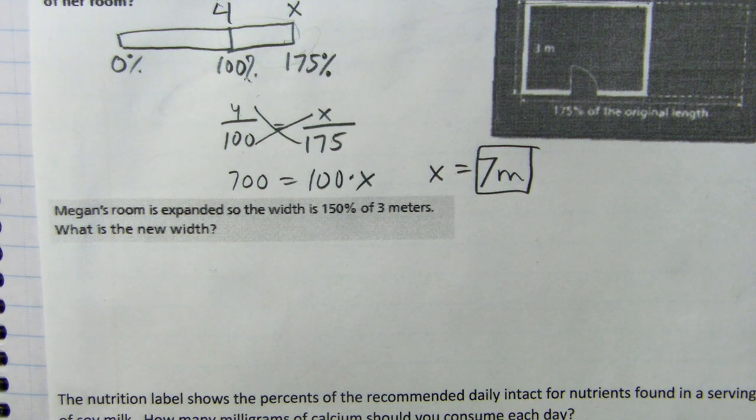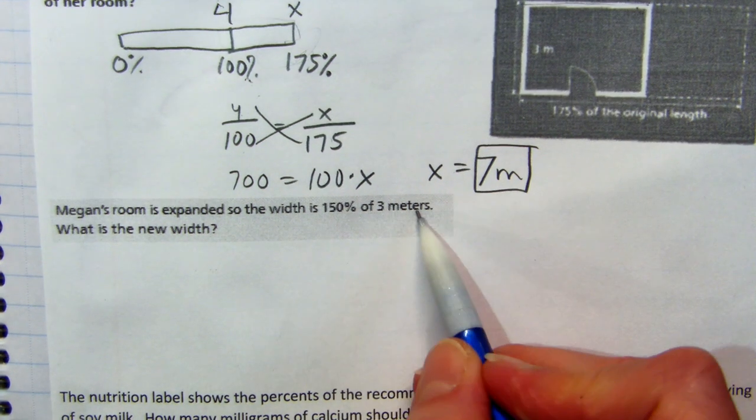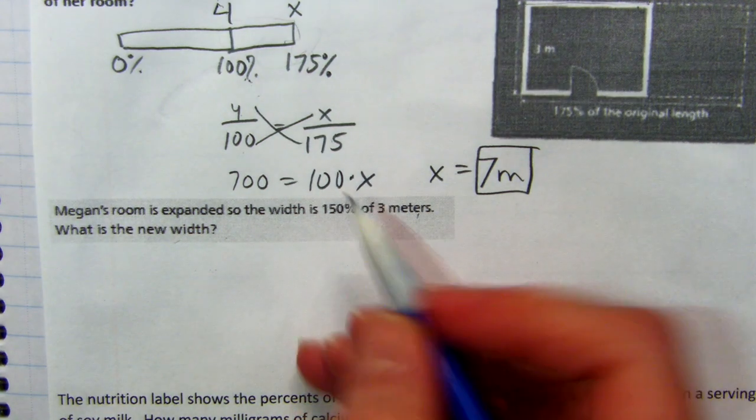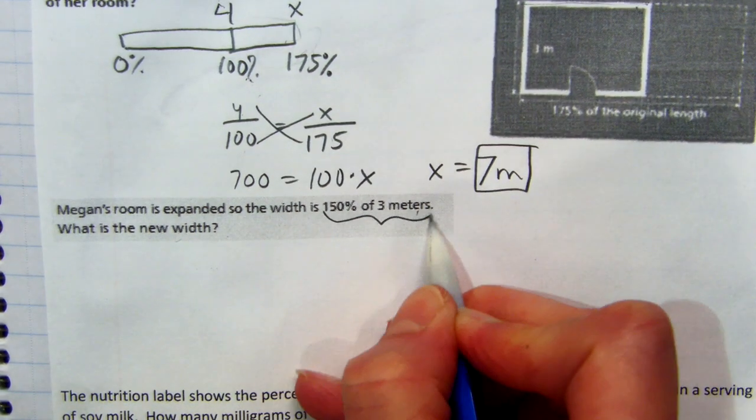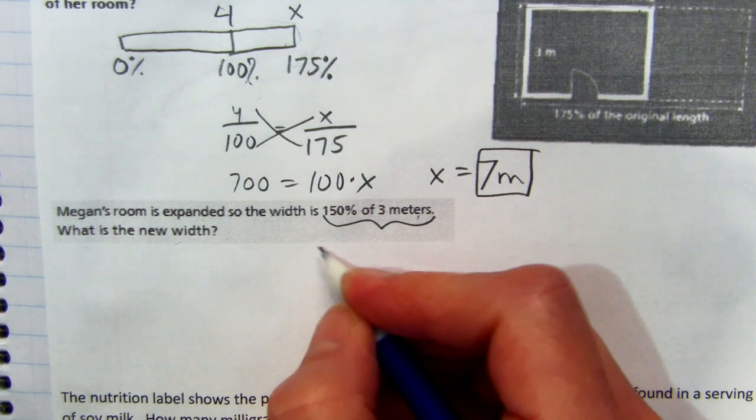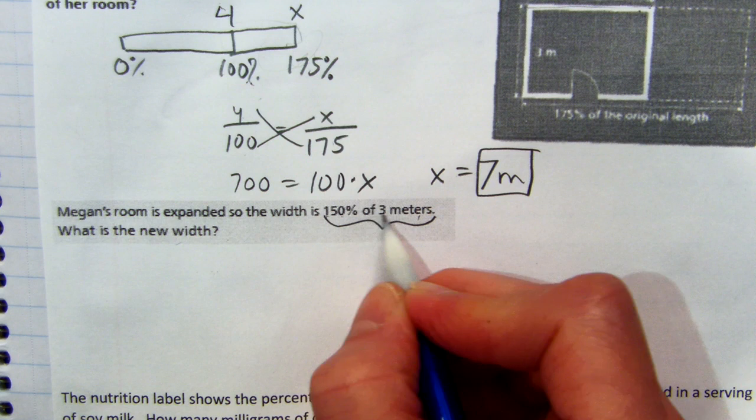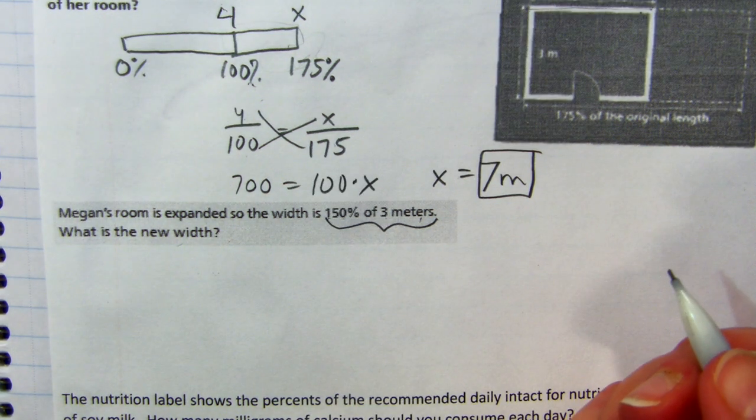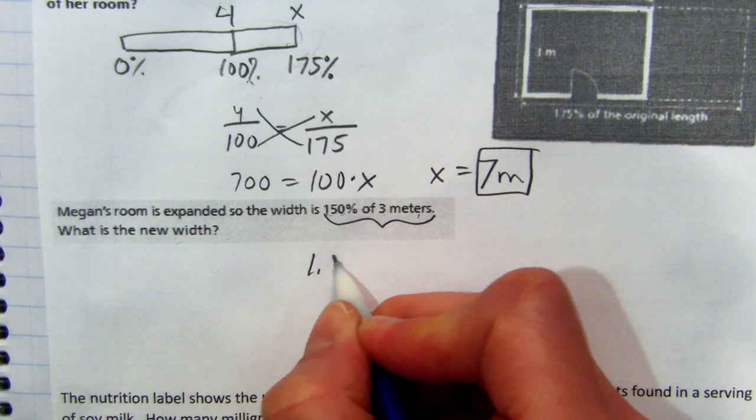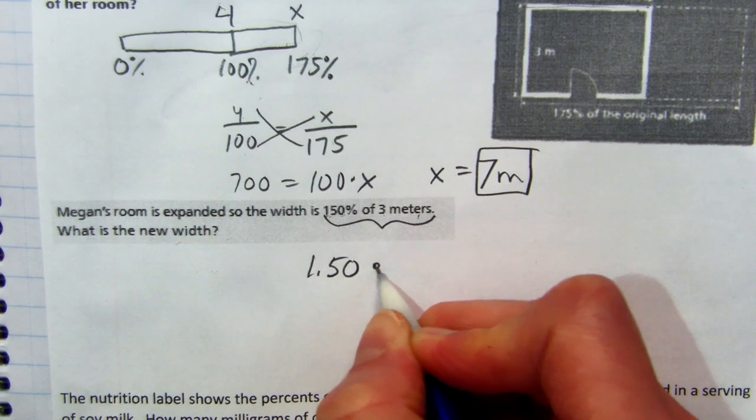Okay, Megan's room is expanded so that the width is 150% of 3 meters. What is the new width? Okay, so I'm going to cheat a little bit. Remember when we did percent of problems? I don't need a proportion for this one. I'm looking for 150% of 3. So do you remember how to solve those? So I'll start you off. We're going to change 100. It would be 5 times 3. 1.5 plus 1.5, right?